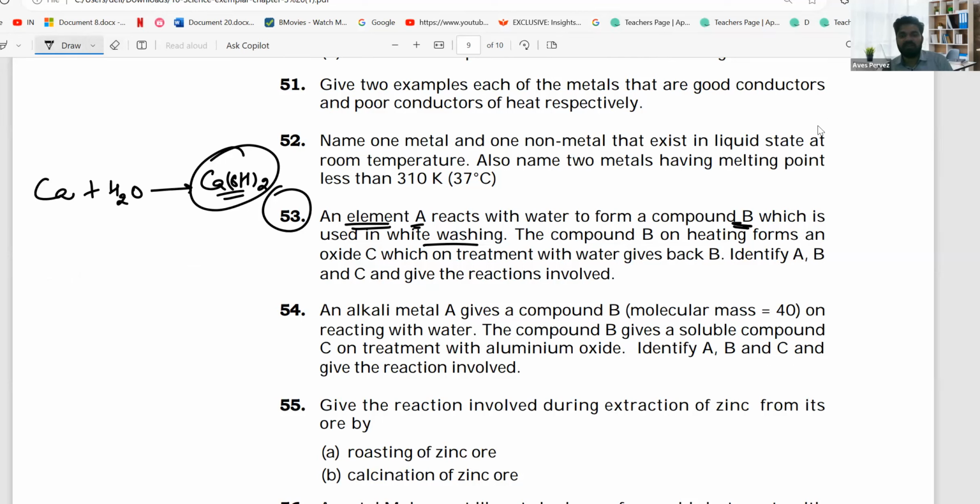Now what is being said? This is compound B. On heating, it forms an oxide. Means when you heat calcium hydroxide, it becomes calcium oxide plus water. Then calcium oxide on treatment with water gives you B again. Identify A, B, C and you will be able to find out. This is A, this is B, and this is C. Got it?